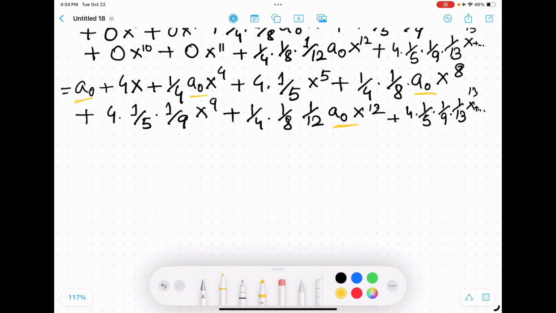So what exactly is my a sub 0, and why can I find this? Now, a sub 0 in this case is an arbitrary number. That is, it could be any number. And how do I find that?